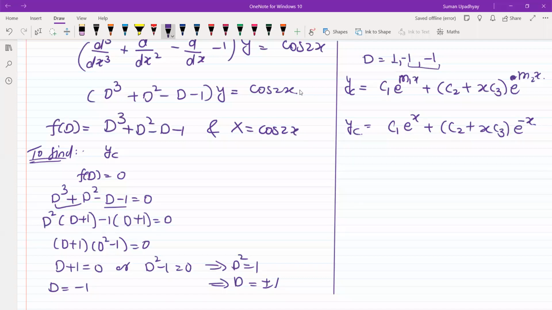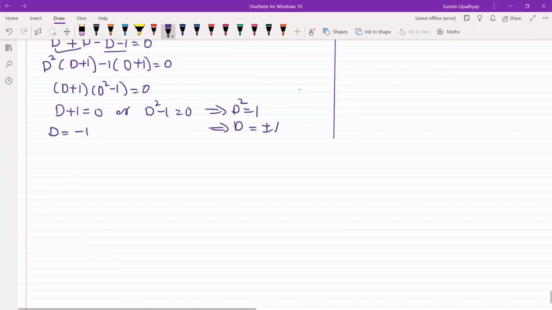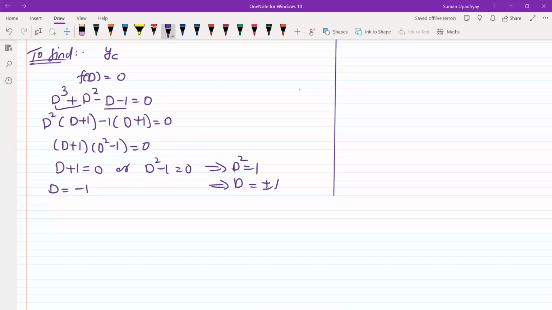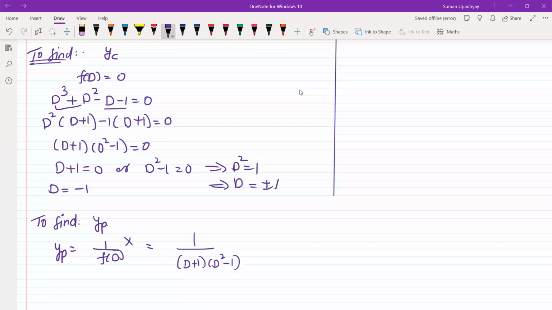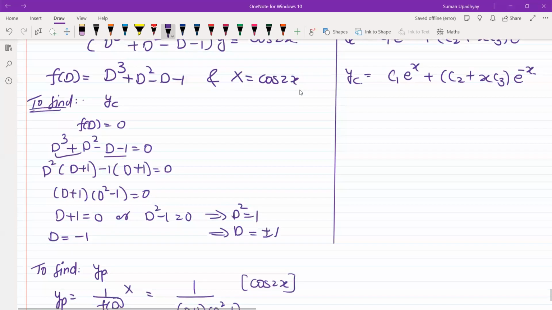All right. Now we'll be solving the particular integral. To find the particular integral, the formula for YP is 1 upon f of d times capital X. I'll substitute f of d, which is d plus 1 into d square minus 1, into capital X. What is capital X? It is cos 2x, if I'm not wrong. Yes, cos 2x.